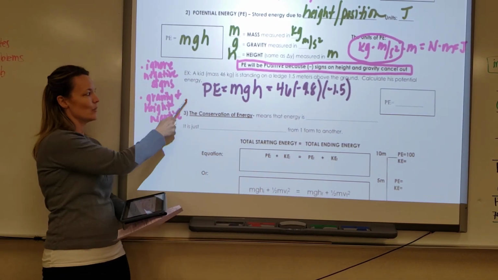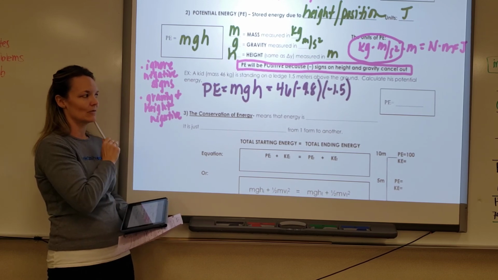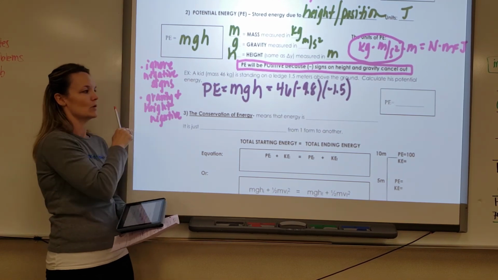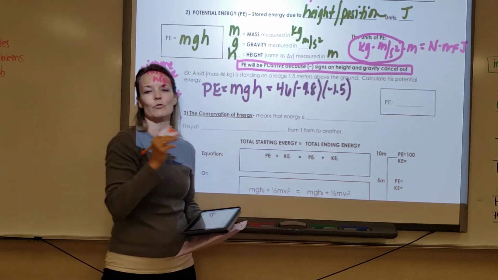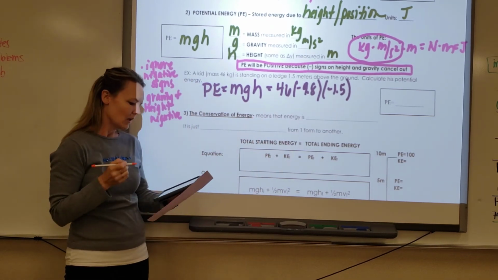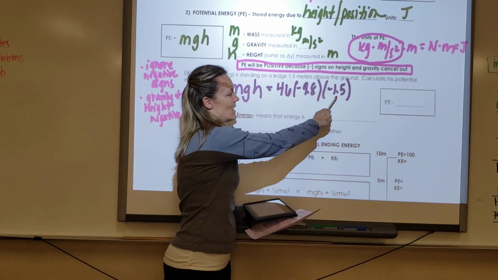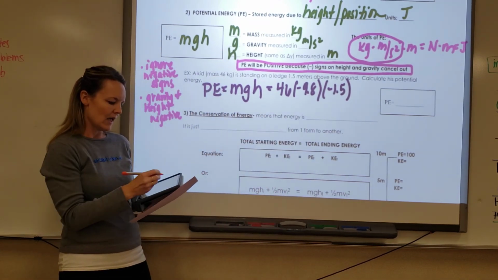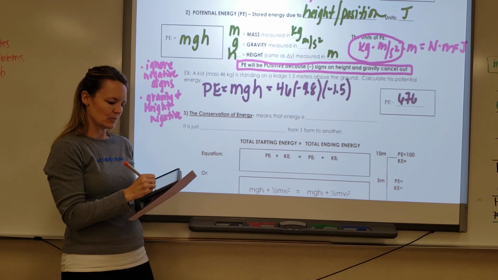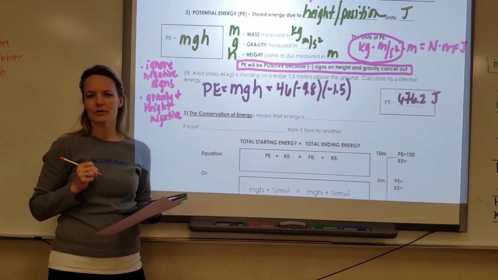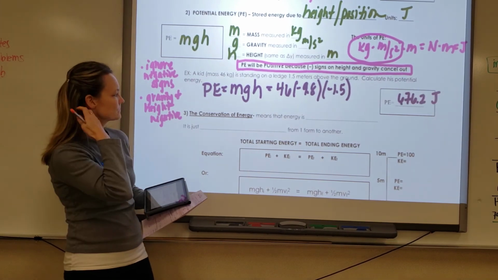Once again, that is the way that I will do it. I'll make both of them negative because that's what we're used to doing, but if you just want to ignore the negative signs and not include them for this unit only, you can do that. When you multiply the three of them together, 46 times negative 9.8 times negative 1.5, I get 676.2, and all energy is measured in joules.